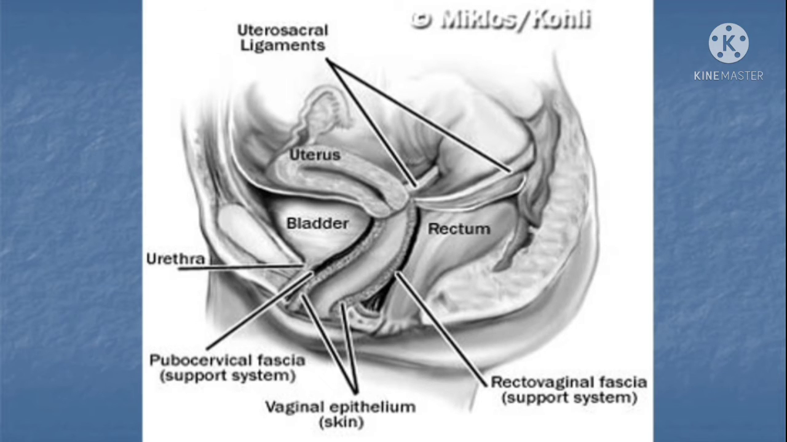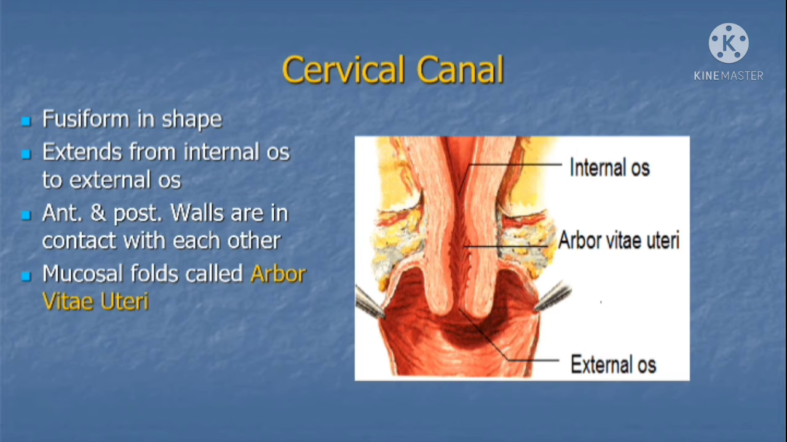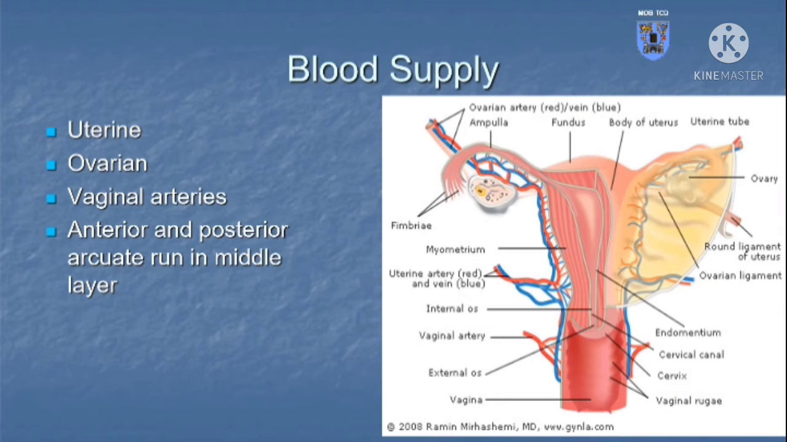Coming to the cervical canal, it is fusiform in shape. It extends from the internal os to the external os. The anterior and posterior walls are in contact with each other. It has mucosal folds. They are called arbor vitae uteri.